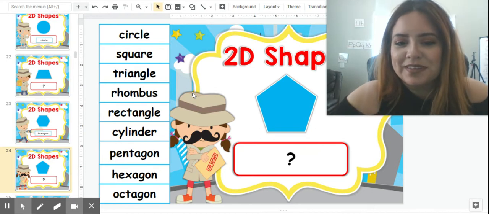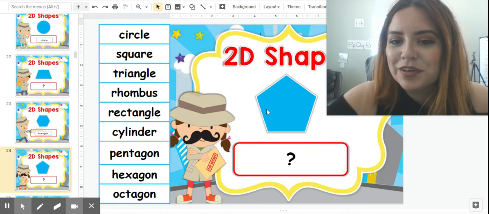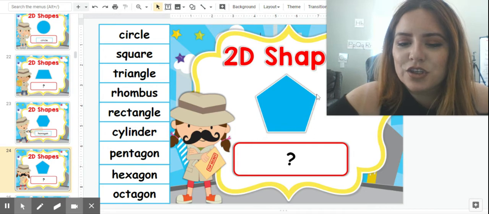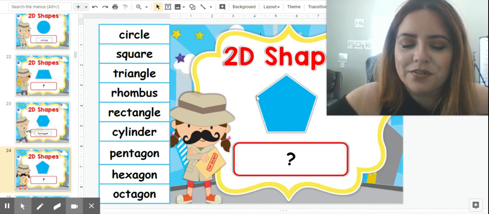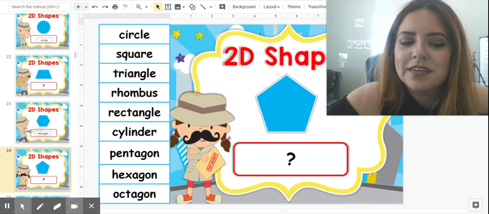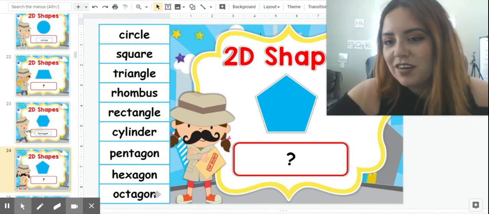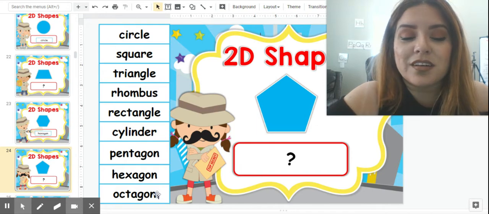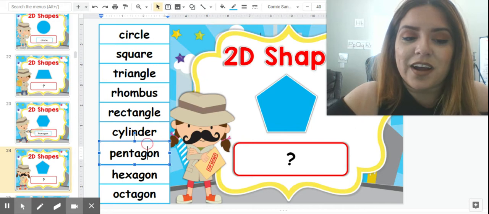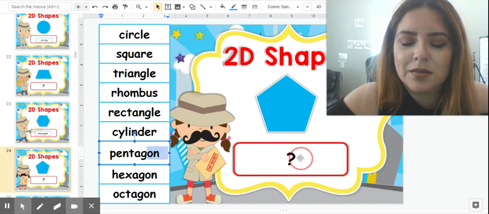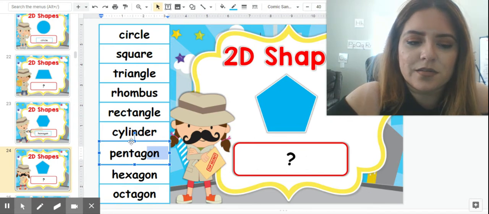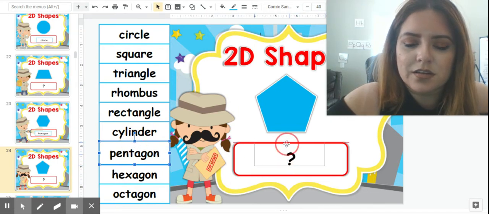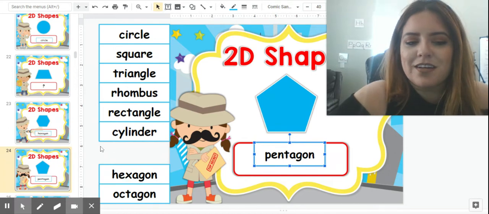What shape is this? How many sides? How many vertices? It has 1, 2, 3, 4, 5. Is it a pentagon, a hexagon, or an octagon? What do you think? If it has 5 sides and 5 vertices, it is called a pentagon. Pentagon.